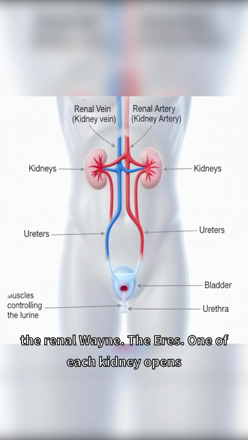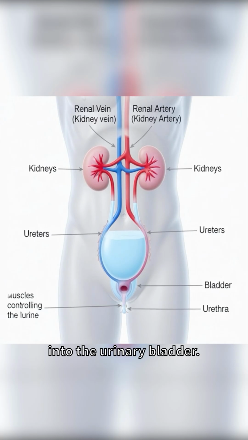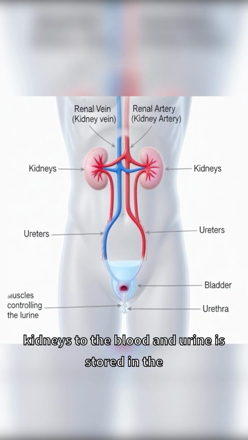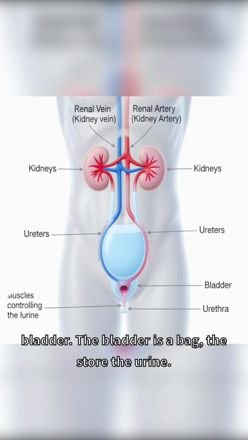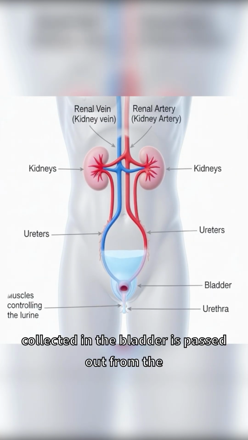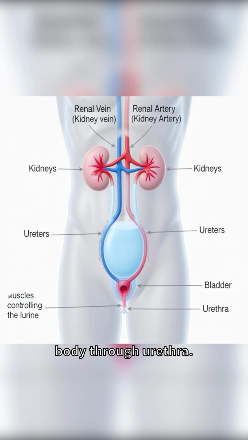The ureters, one for each kidney, open into the urinary bladder. Ureters are the tubes which carry urine from the kidneys to the bladder. Urine is stored in the bladder. The bladder is a bag which stores the urine till the time we go to the toilet. The urine collected in the bladder is passed out from the body through the urethra.